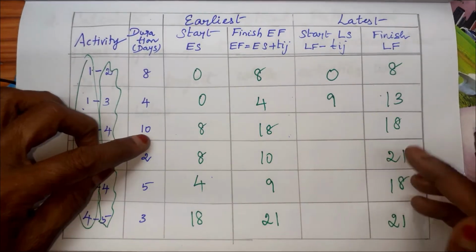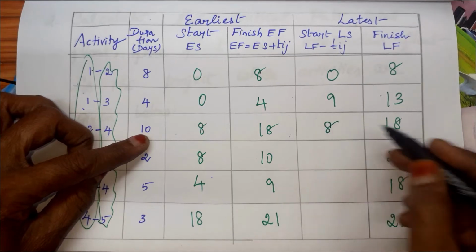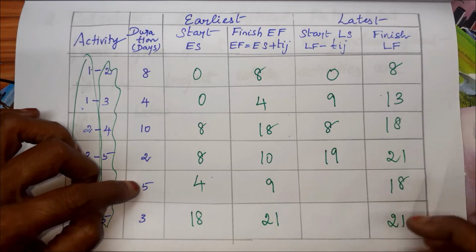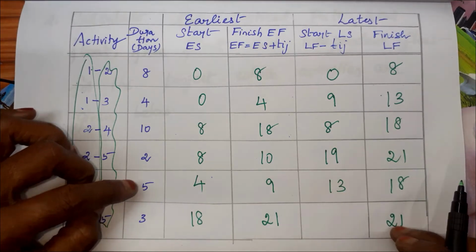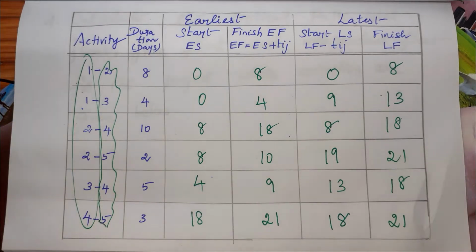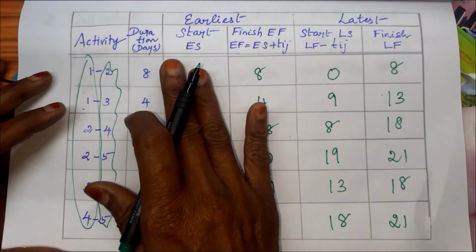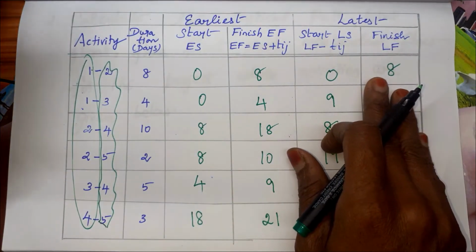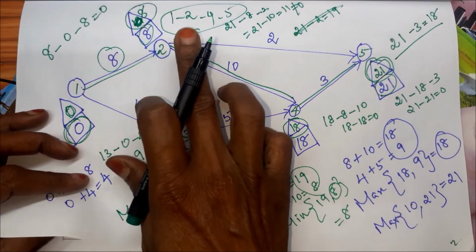Then 18 minus 10, 8. 21 minus 2, 19. 18 minus 5, 13. 21 minus 3, 18. Is it clear how we got earliest start, finish, latest start, finish? And in the final answer you have to give the critical path for this project.